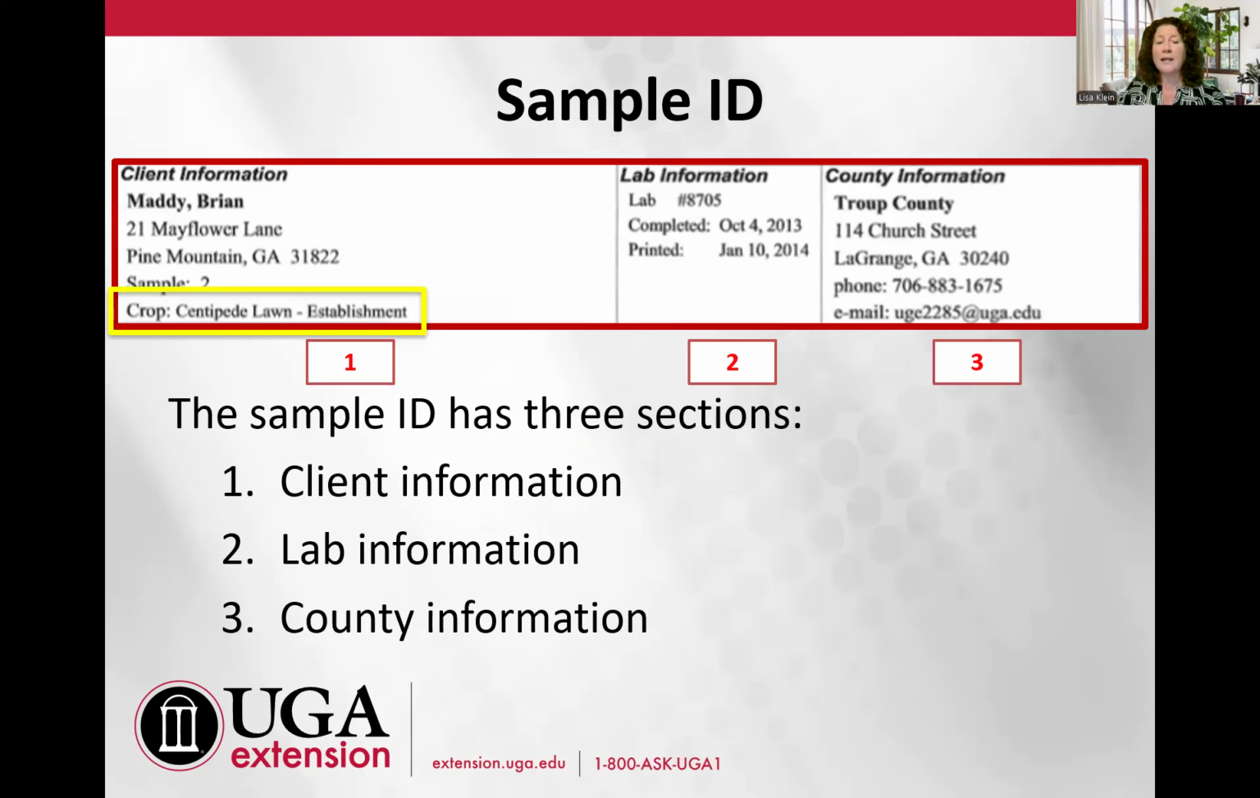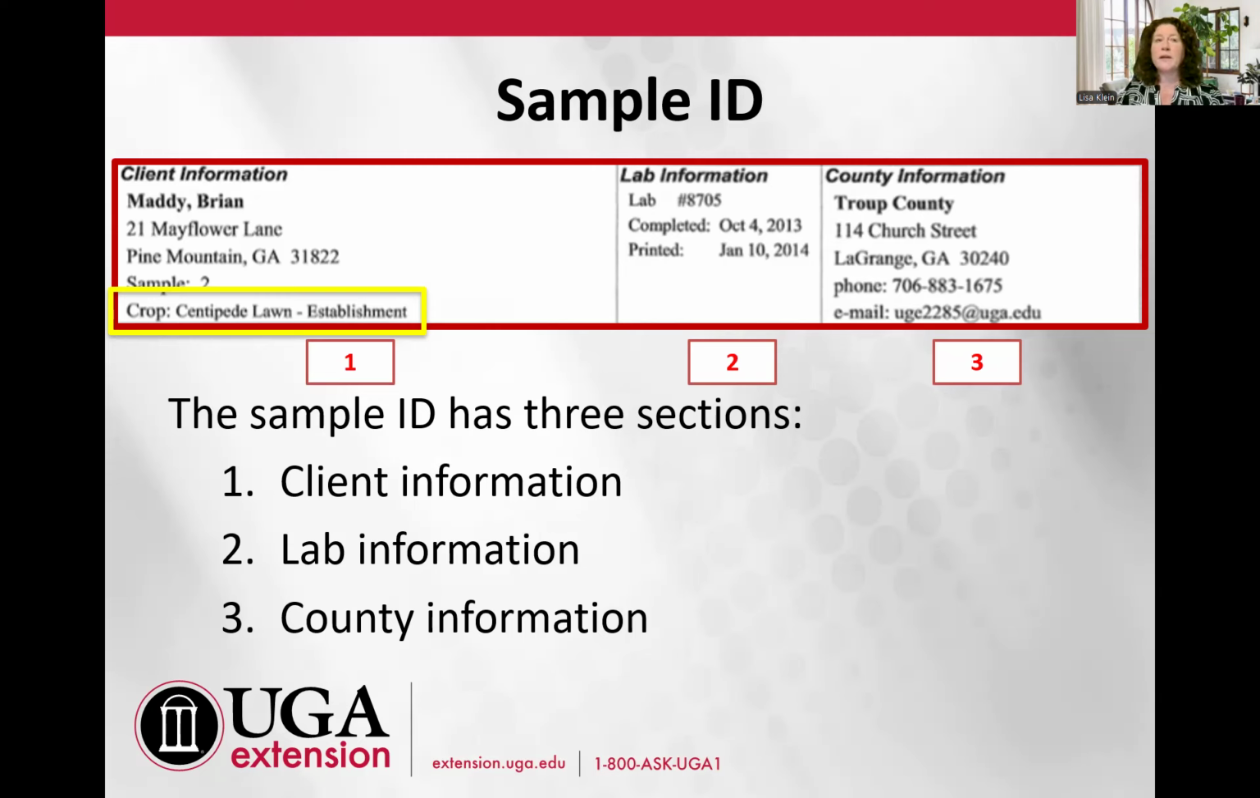So here's your sample ID. The crop in this case is the centipede lawn, but it could be blueberries, it could be azaleas, it could be whatever. The lab information, that's how they code that particular sample. So it's sample number 8705, and then the date that it was completed, and then county information.